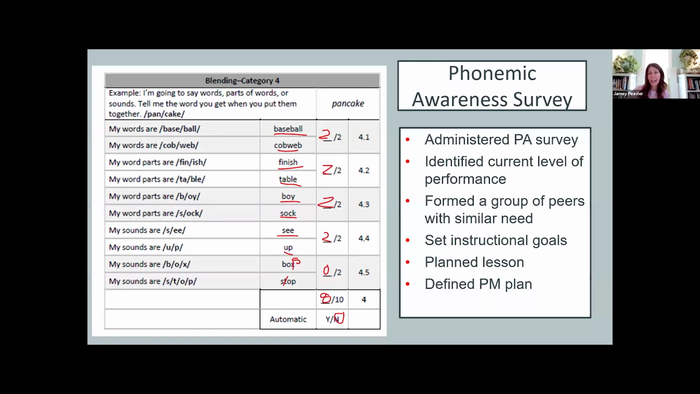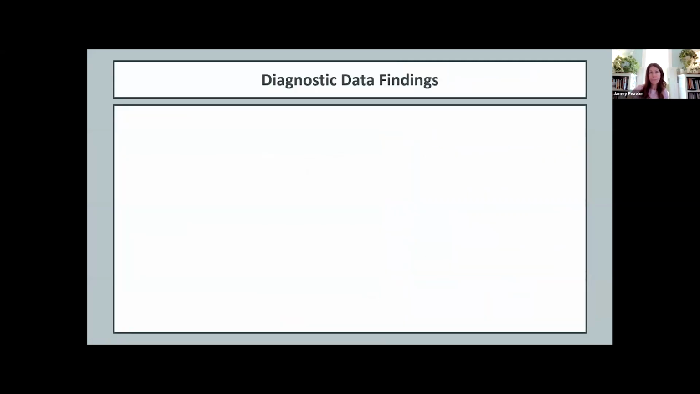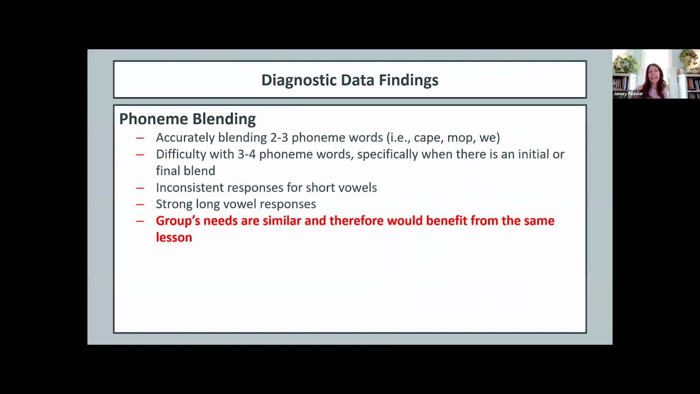I can put these students together and I can formulate an intervention plan for them. So what I found is that in our phoneme blending group, we are able to blend 2 to 3 phonemes. But anything beyond that, so anything that contained a blend, was not successful for them. They also were making a lot of errors with short vowel sounds in phoneme blending, but they were pretty good with the long vowel sounds because those are easier to distinguish.